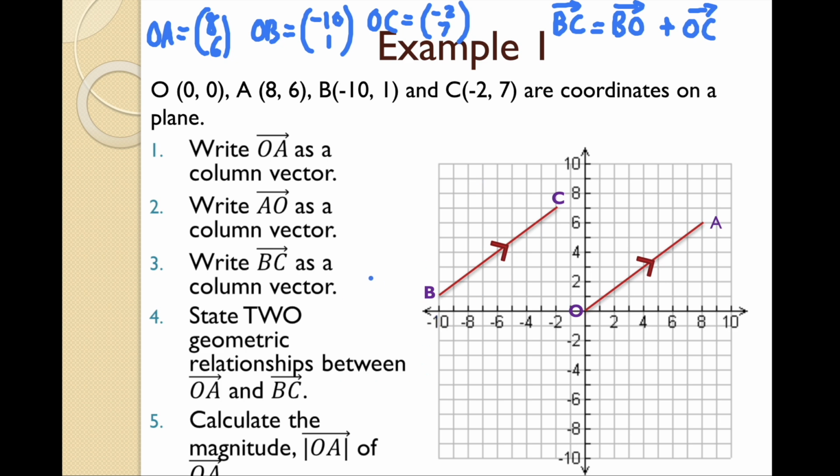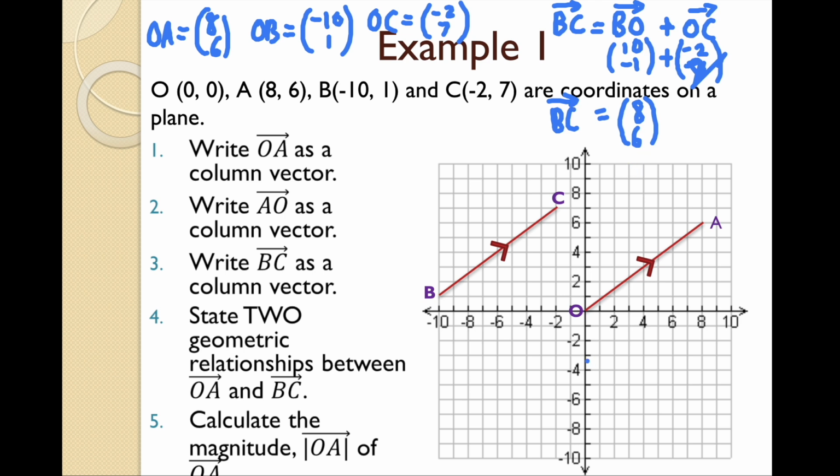Positive 10, negative 1. Can you explain to me how you got that? The reverse of OB. Why did you use the reverse of OB? Opposite in direction, right? Everybody understand how I got BO and how he got BO? Good. Now we're going to add BO to what? OC. Now what is OC? Negative 2, 7. Now if I add these together, what's 10 plus negative 2? 8. If I add negative 1 plus 7, what am I going to get? 6. So BC is 8, 6.